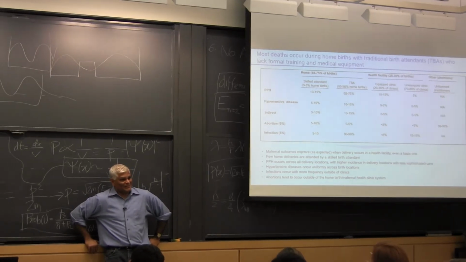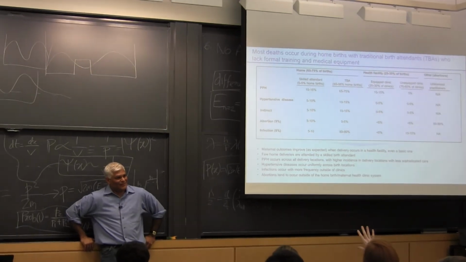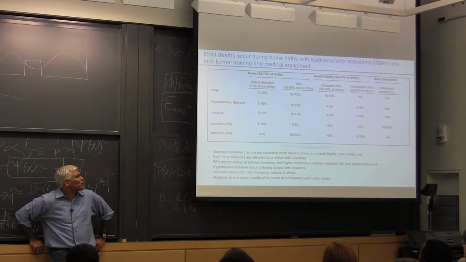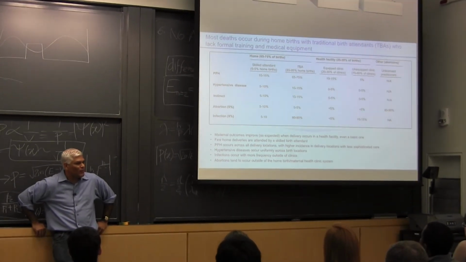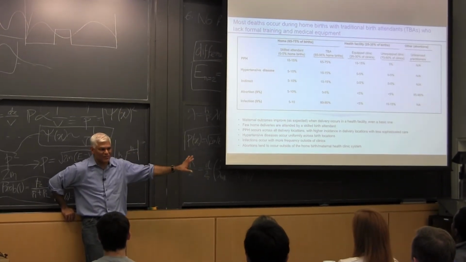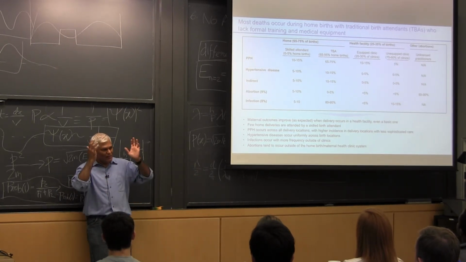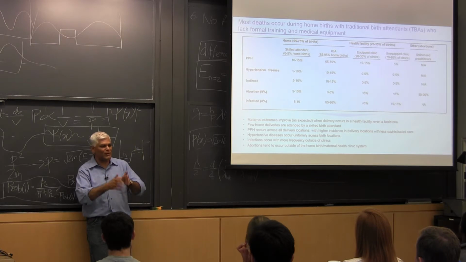Yeah. I just have a quick question. These deaths, are they maternal deaths? These are maternal deaths. These are maternal. So as it happens, neonatal statistics look almost exactly the same with respect to percentage distribution. It's a little more complicated, but by and large, it happens because of the lack of infrastructure.